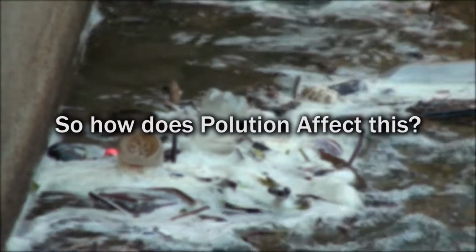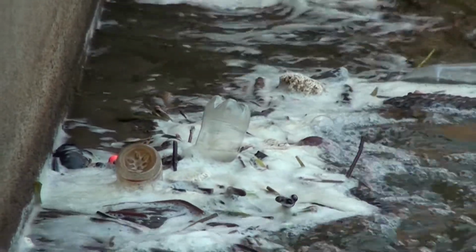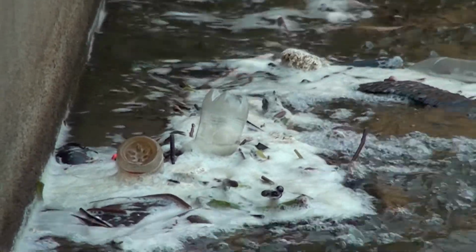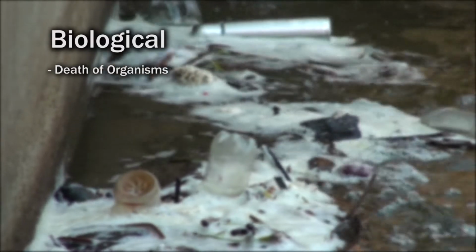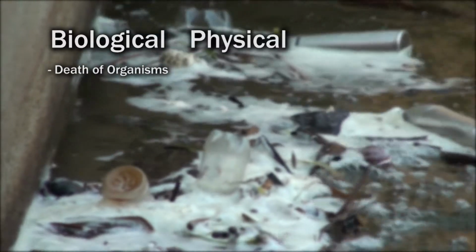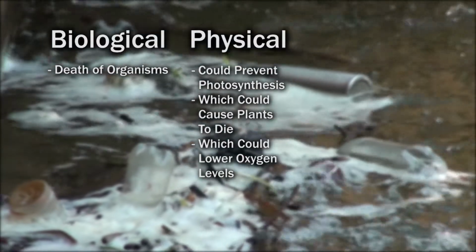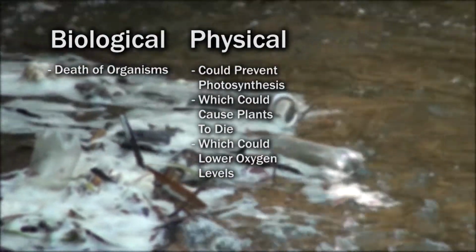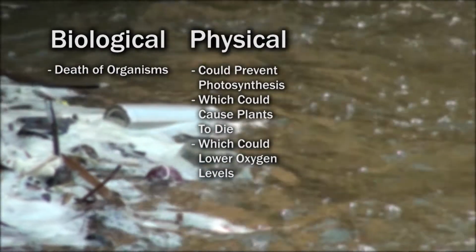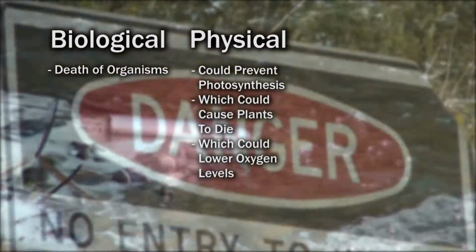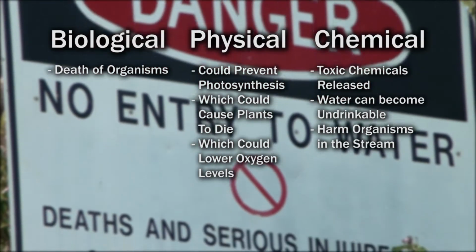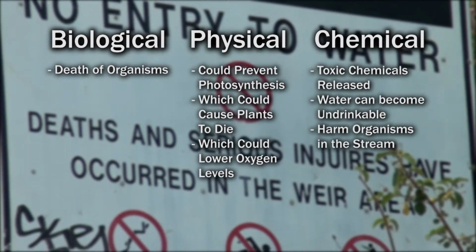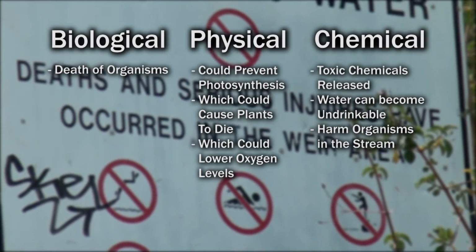So how does pollution affect this? Pollution affects water quality in all of these areas. For example, if a plastic bag enters a small stream. Biological side. Organisms in the water may attempt to eat the bag and may die as a result. Physical. The bag may be physically preventing photosynthetic organisms from conducting photosynthesis, which could cause some plants to die, which may end up lowering the oxygen levels in the water. Chemical. As the bag begins to break down, potentially toxic chemicals are seeping into the water, which could make the water undrinkable and may harm organisms in the stream.